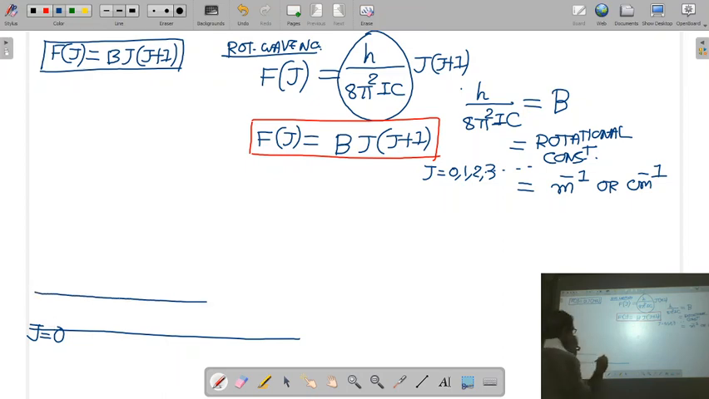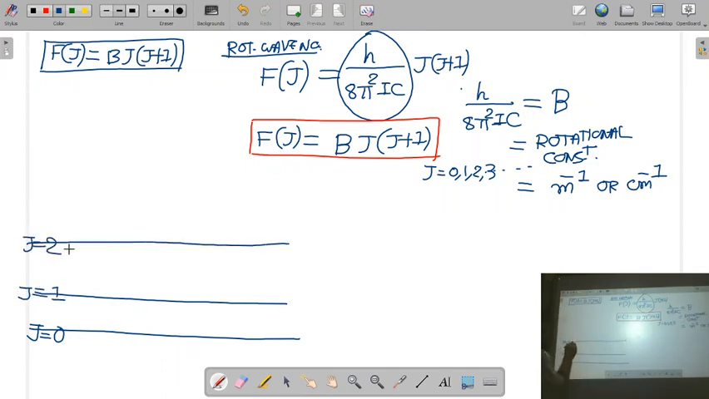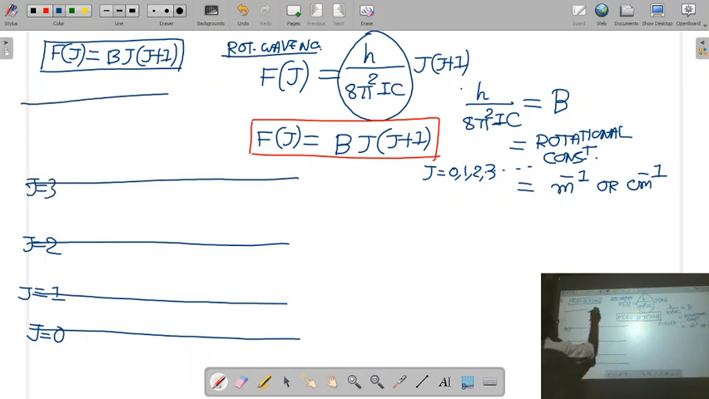Then J is equal to 1, J is equal to 2, J is equal to 3, J is equal to 4. So I have shown different rotational energy levels of the molecule. Now we write the rotational wave number in different rotational energy levels.